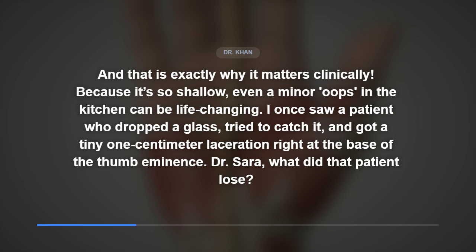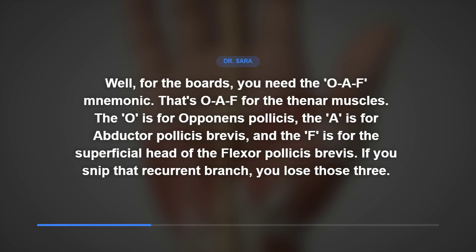Because it's so shallow, even a minor oops in the kitchen can be life-changing. I once saw a patient who dropped a glass, tried to catch it, and got a tiny 1 centimeter laceration right at the base of the thenar eminence. Dr. Sarah, what did that patient lose?